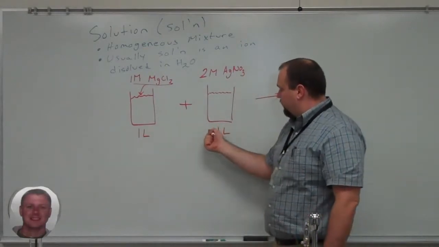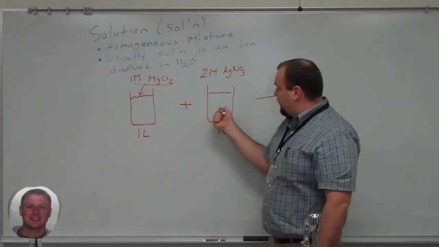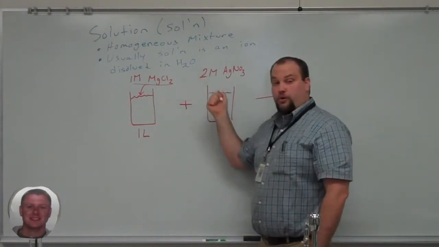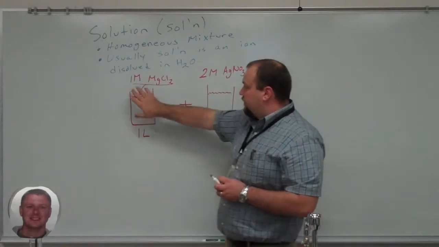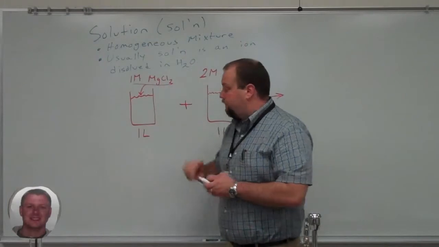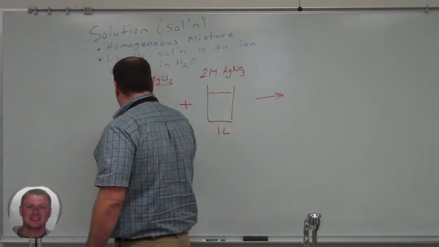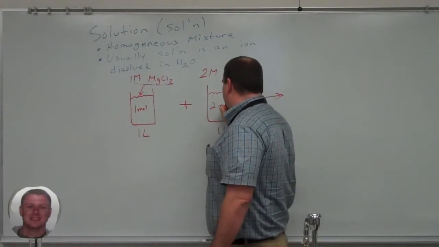So in here, since it's 2 molar, it's 2 moles per liter. Well, since I have 1 liter, it's 2 moles in 1 liter, or 2 moles in my beaker. So in my first beaker, I've got 1 mole, because it's 1 mole per liter. Let me write that down. And in my second beaker, I've got 2 moles.